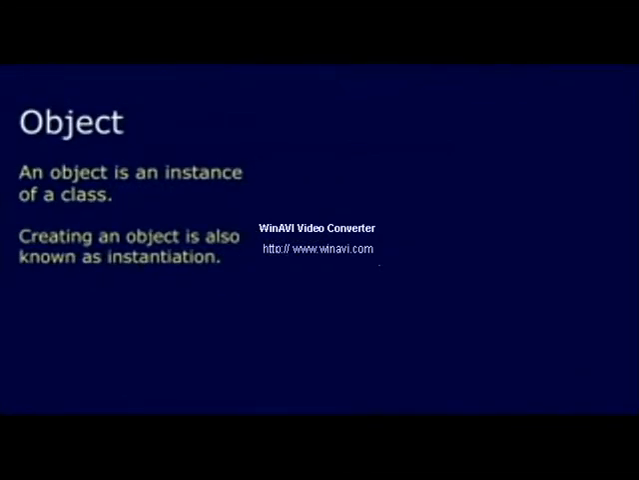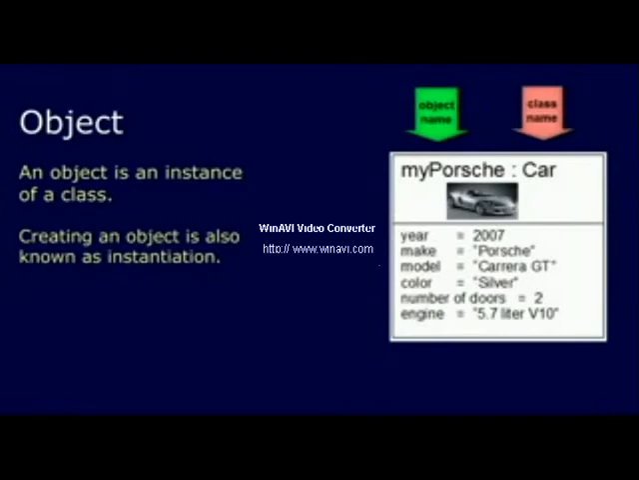An object is an instance of a class. For example, the object My Porsche is an instance of the car class. My Porsche has the following properties: year of 2007, make of Porsche, model of Carrera GT, color of silver. Has 2 doors, and a 5.7-liter V10 engine.